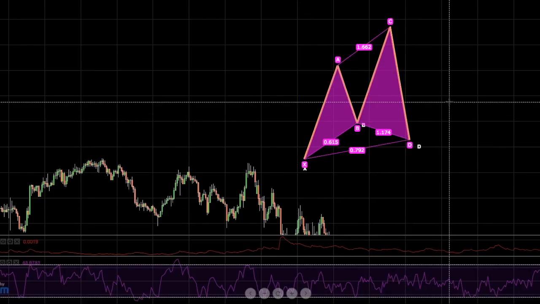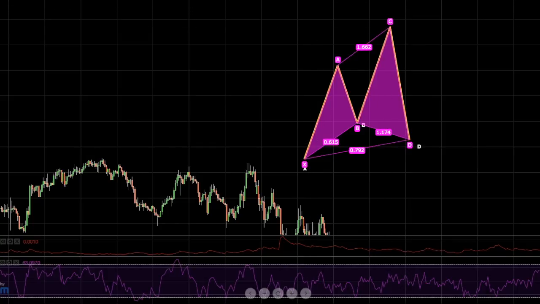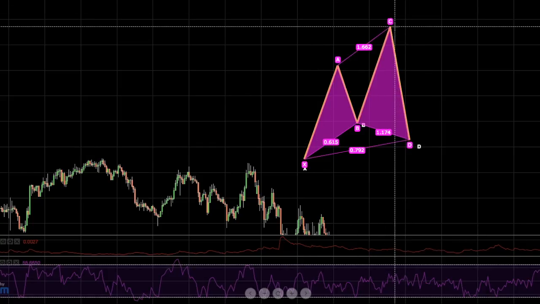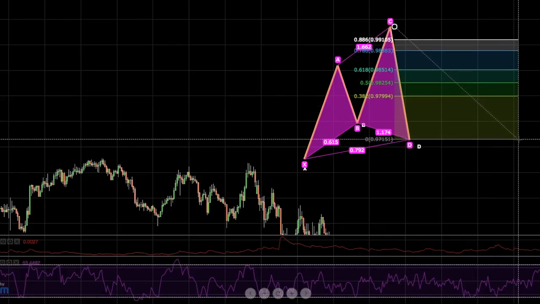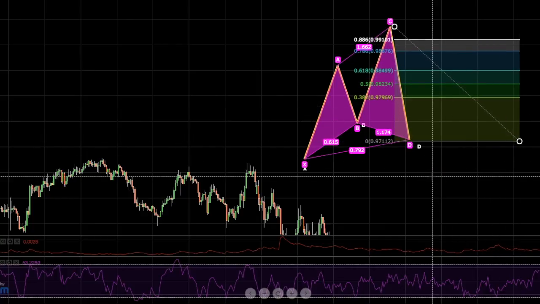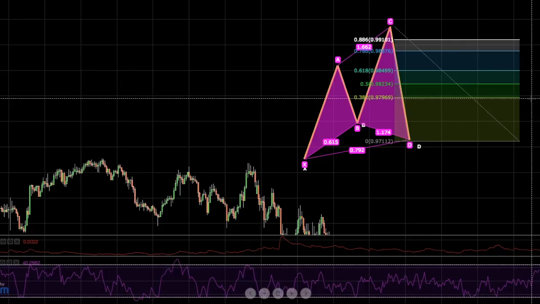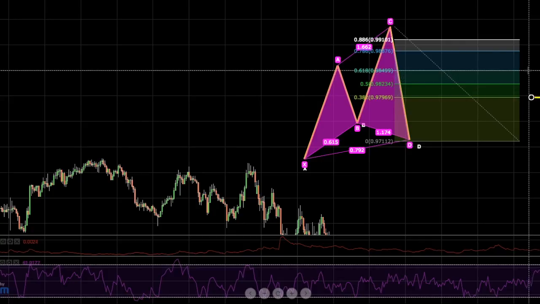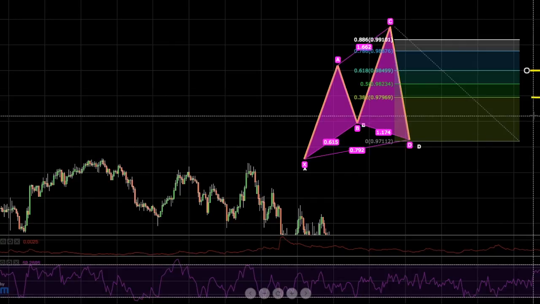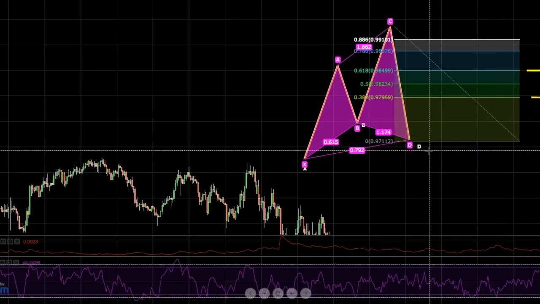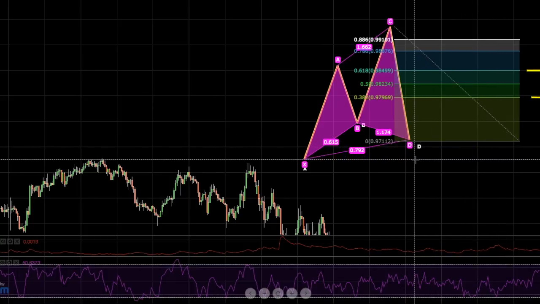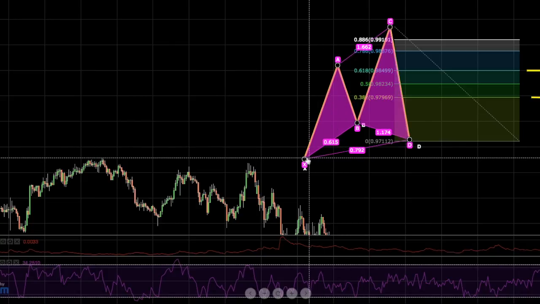The general target placement of the Cypher pattern is measured from C to D, like this. Most people trade the Cypher pattern with two targets. First target, the 382. The second target, the 618. For our stops, always, always, always go below X.